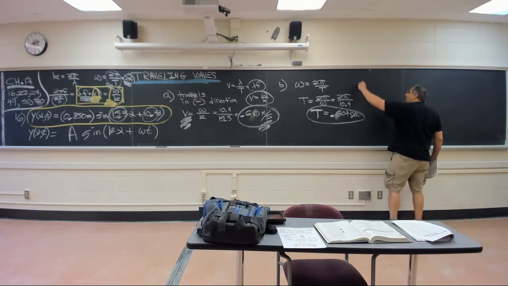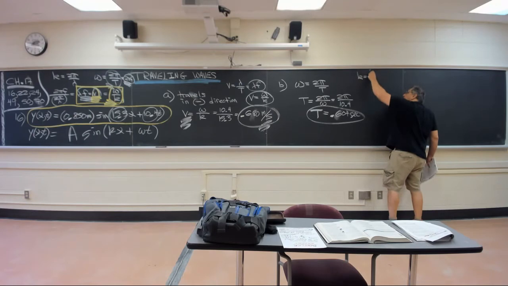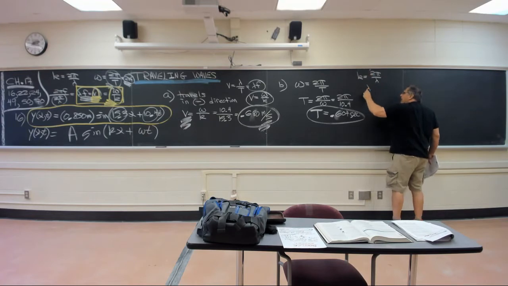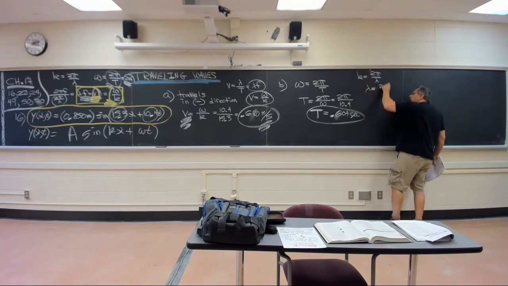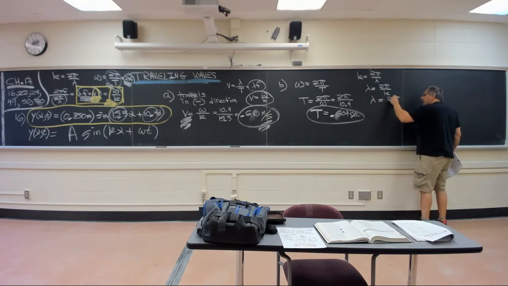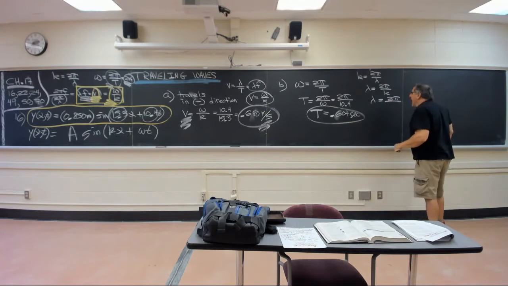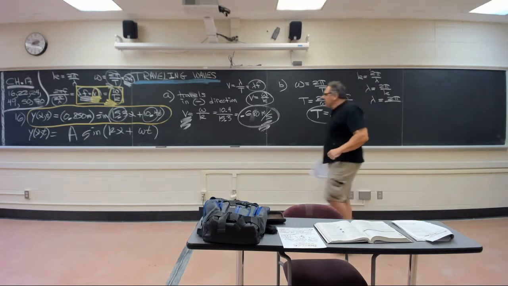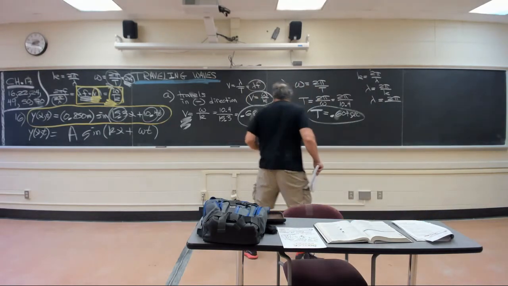Well, we could play that with the wavelength too. k is 2 pi over lambda. It's the same kind of mathematical games. Multiply by lambda on each side and divide by k. 2 pi is 2 pi. k, well, they told us what k was too, you guys. It's 15.3.